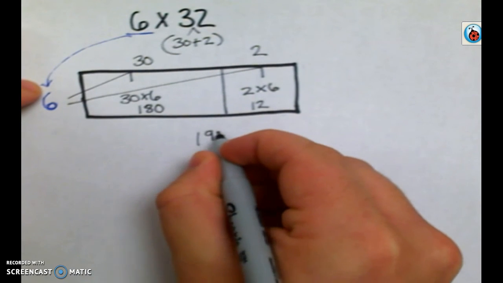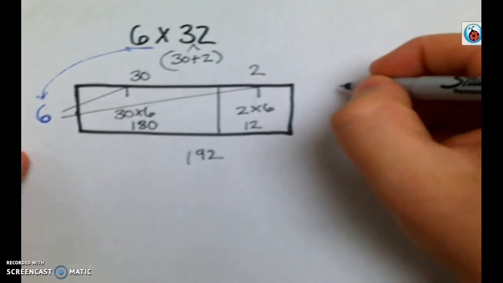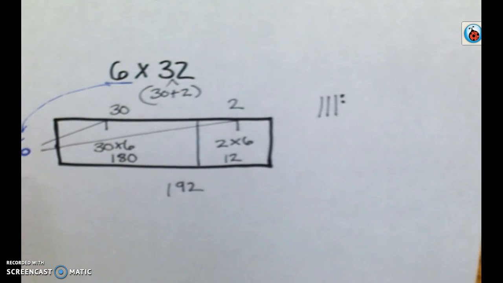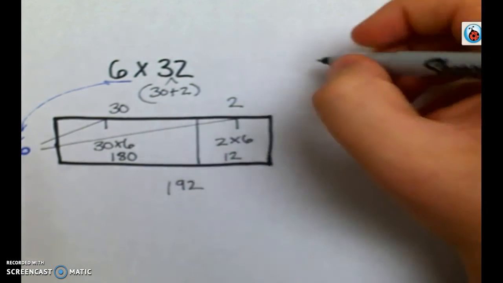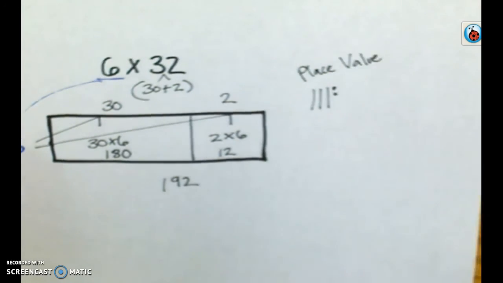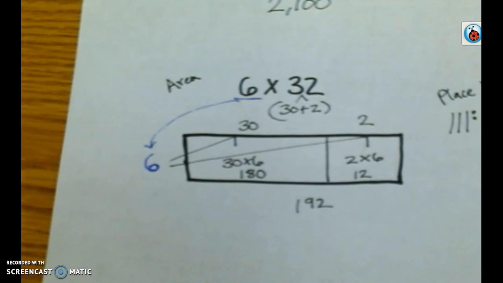Now, this method is a little bit quicker and less taxing than the method where you would have to draw 32 6 different times, or the place value drawing. It's a little easier to do the area model. We're going to start simple with the area model, and we're going to progress. So today we're just doing 1 digit by 2 digit.